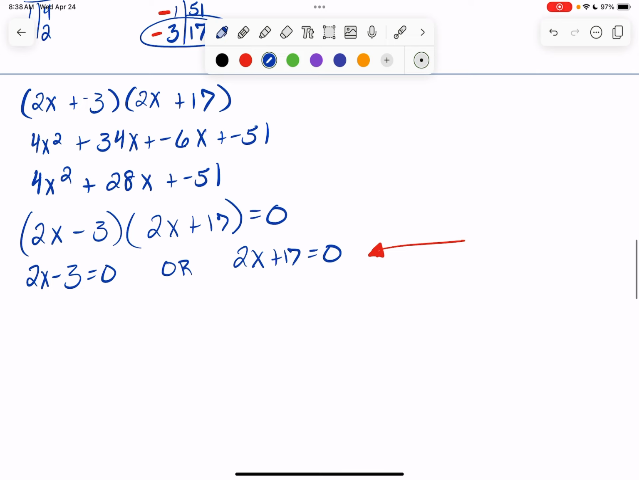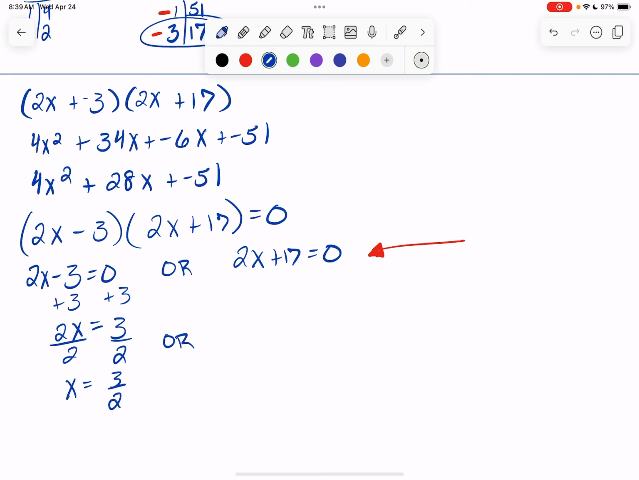Now I need to solve each of these. I'm going to add 3 to both sides, so 2x equals 3. Divide both sides by 2, so x equals 3 halves. Or here, we subtract 17 from both sides. 2x equals negative 17. Divide both sides by 2. x equals negative 17 halves.